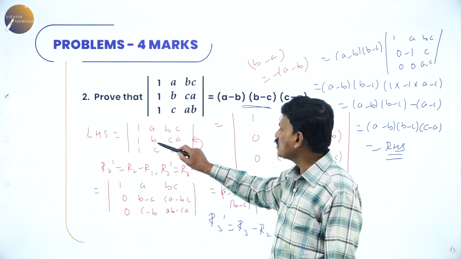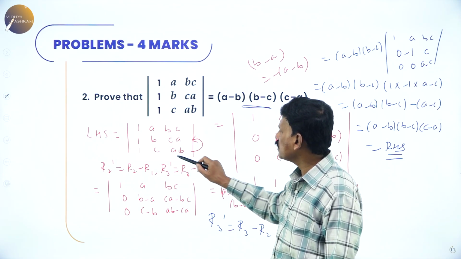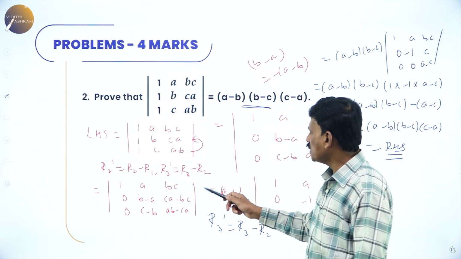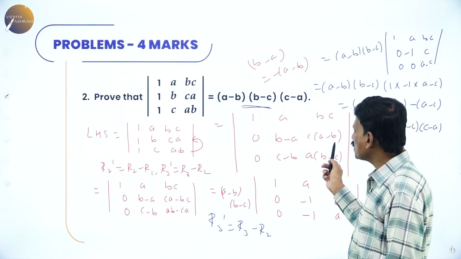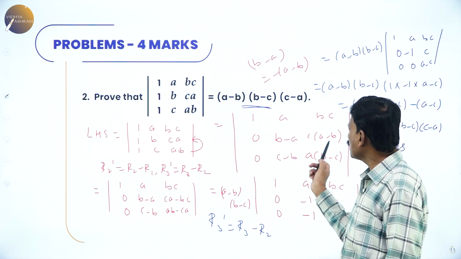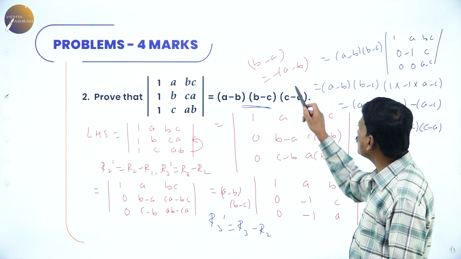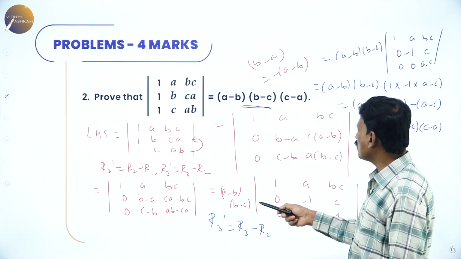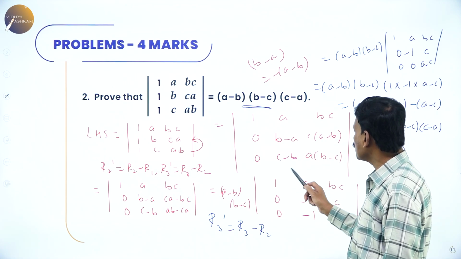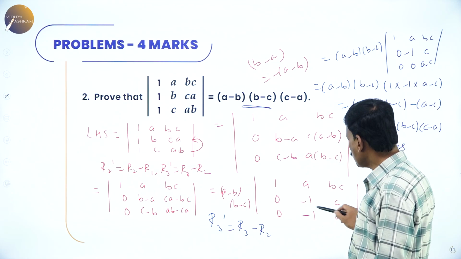So, 1 minus 1 is 0, b minus a, ca minus bc. This minus this, 1 minus 1 is 0, c minus b, ab minus ca. So, here you can take the common factor c, and here a minus b is the common factor. In the second row, a minus b is a common factor, so a minus b is gone. b minus a can also be written as minus of a minus b, then minus 1 and c. Again, c minus b can also be written as minus of b minus c, then this becomes minus 1 and a. Convert this minus 1 as 0.